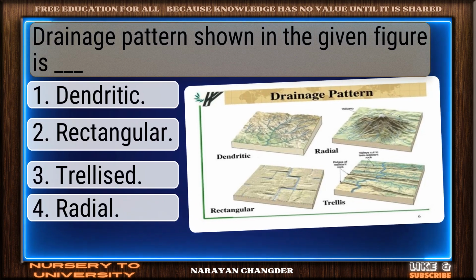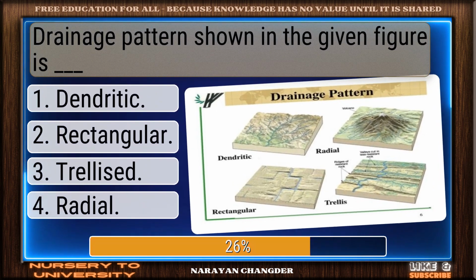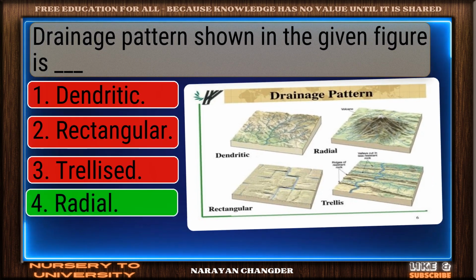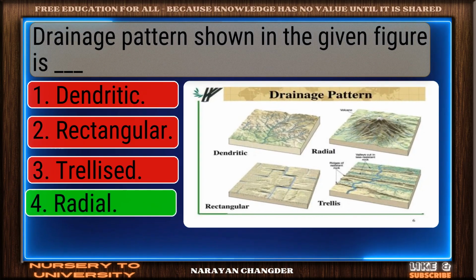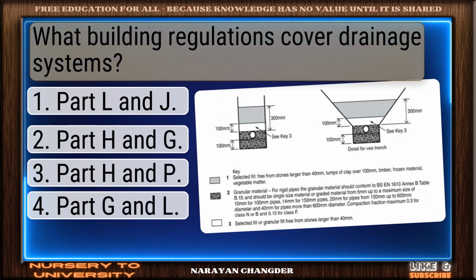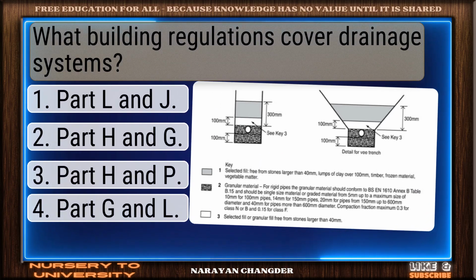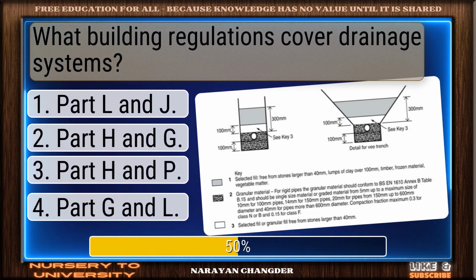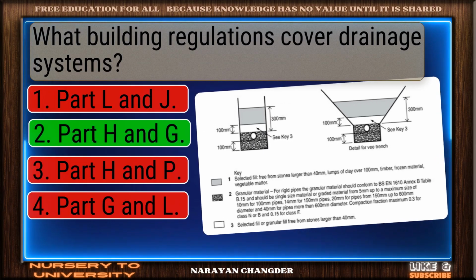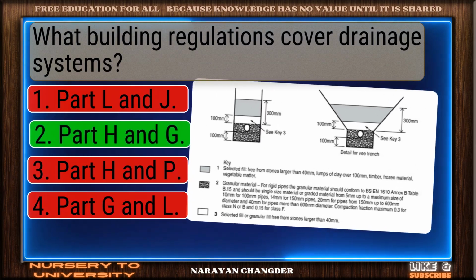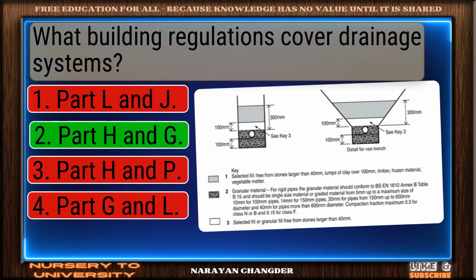Drainage pattern shown in the given figure is dash. Smart pick. Radial is the correct choice. What building regulations cover drainage systems? Excellent choice. Part H and G is the right answer.